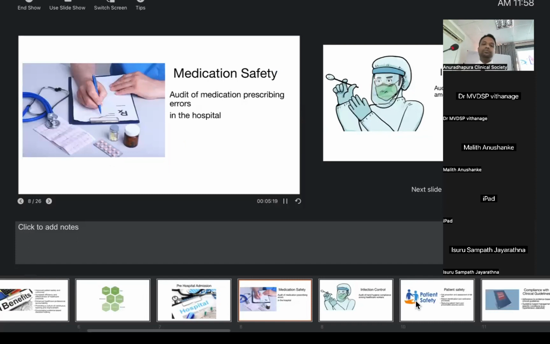Medication safety: audit of medication prescribing errors, for example. You can check easily. You can go to the OPD and take about 1,000 prescriptions, and give them to different people. I'm not going to explain each and every one, but I will explain this. The first simple audit you can do is go to the OPD pharmacy, take 100 prescriptions, and see how many of them are readable.